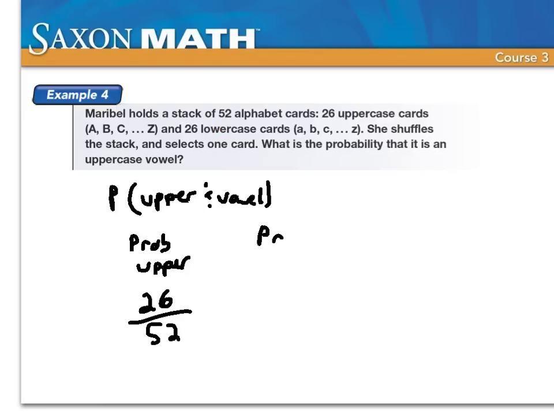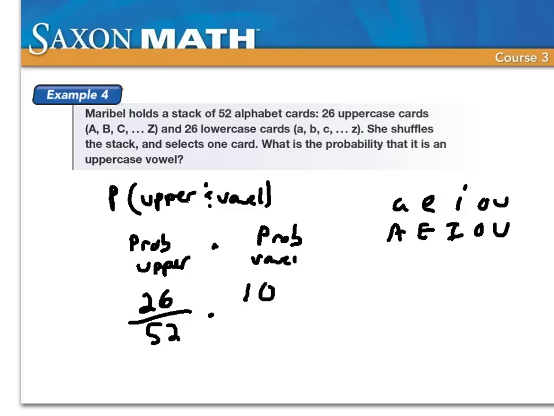And the probability of her getting a vowel, these are 2 completely different things. Uppercase and a vowel are 2 different things, so they're independent events. We're going to multiply them together. Let's think about how many vowels there are. Vowels are A, E, I, O, and U. So there are going to be 5 lowercase vowels, and there's also going to be 5 uppercase vowels. That means there are 10 vowels total out of the 52 total cards. And we're going to multiply these together.